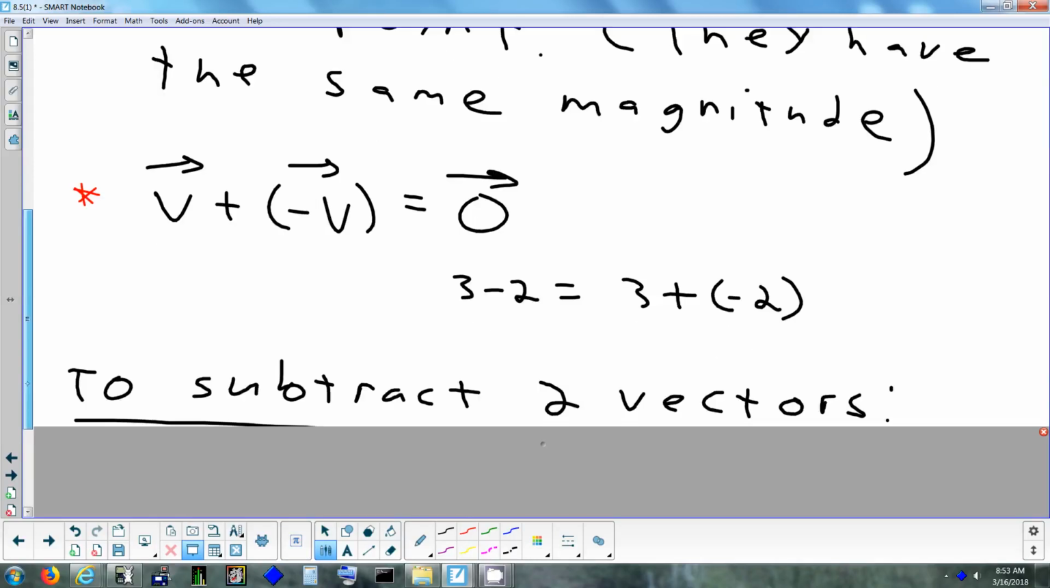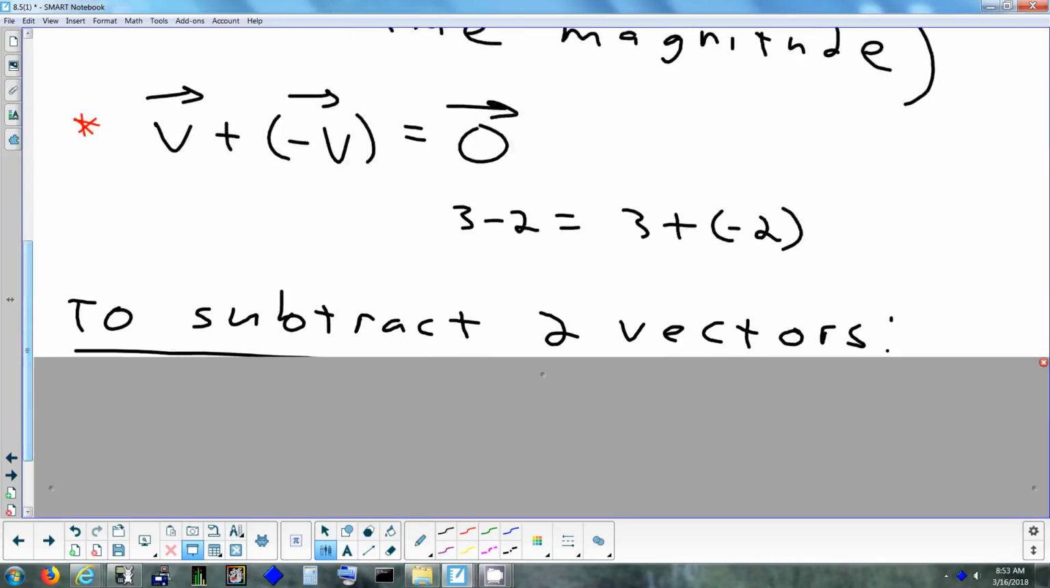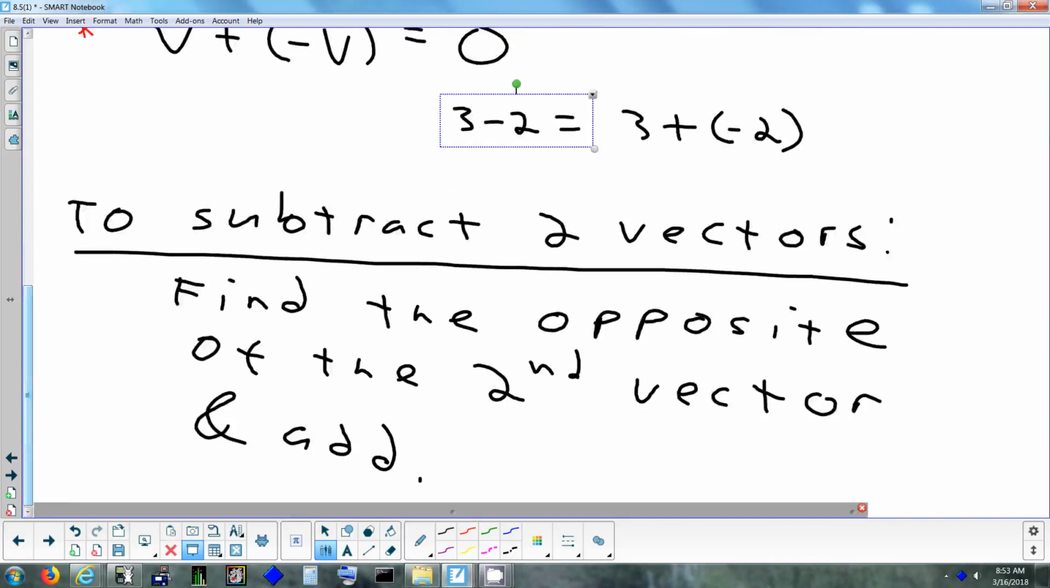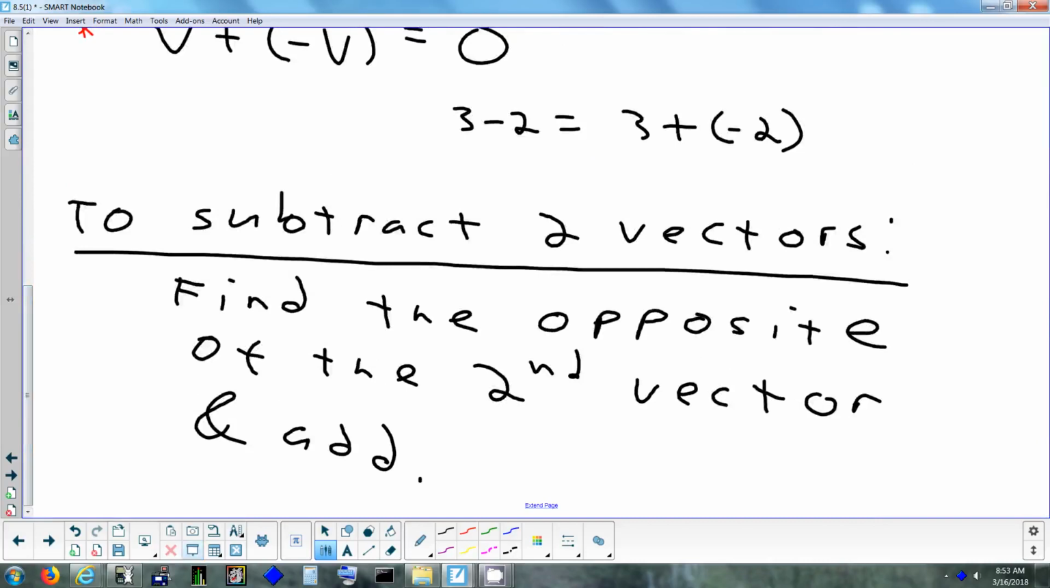Well, when we're dealing with vectors, adding the opposite of the second number, opposite just means we have to change the direction. That's all. So change the direction of the second vector, spin it around 180 degrees, and then add it. And by spinning it around 180 and adding it, you're really subtracting. Okay, so that's how we do subtraction. Okay, so find the opposite of the second vector and add.